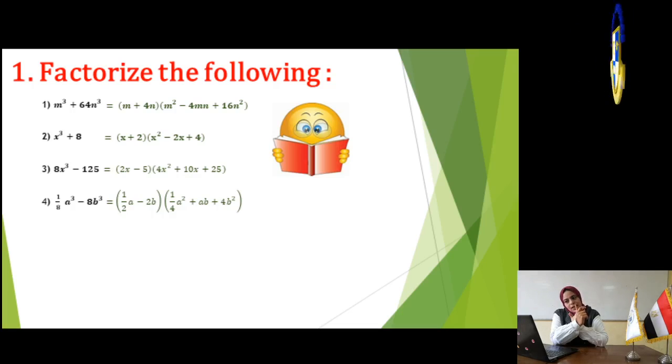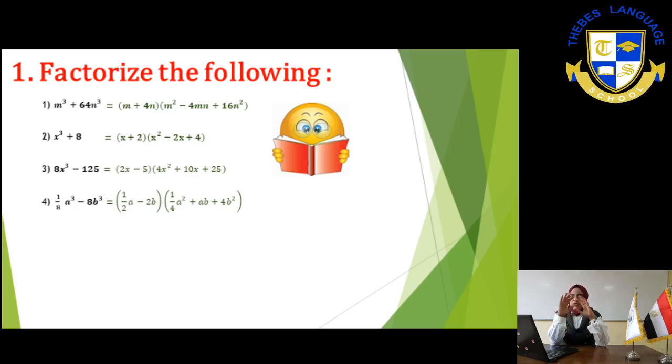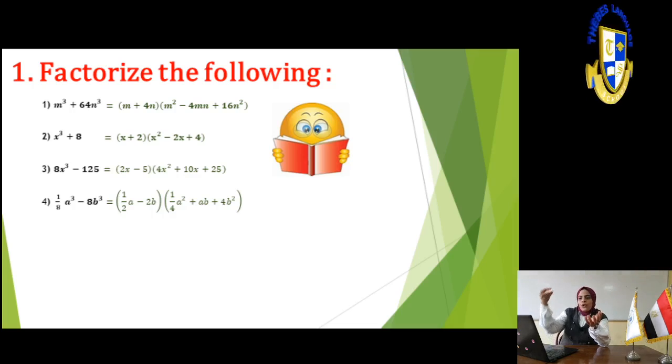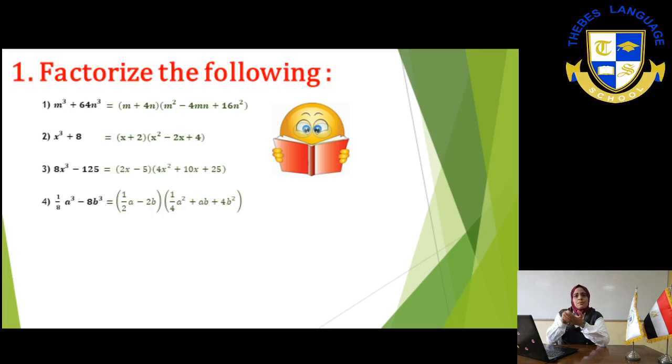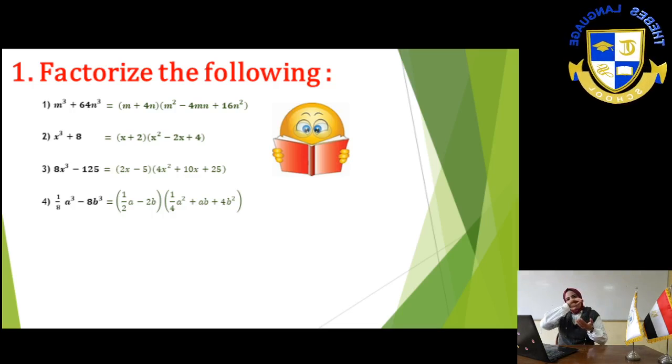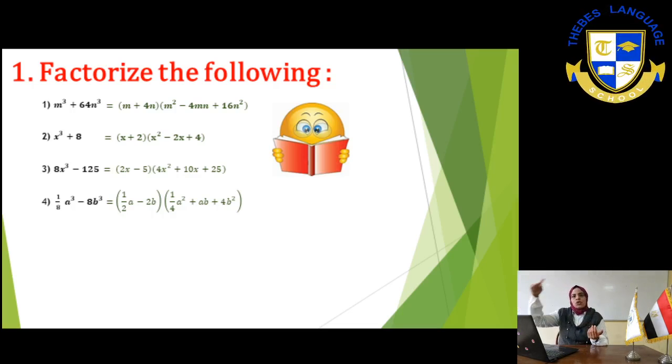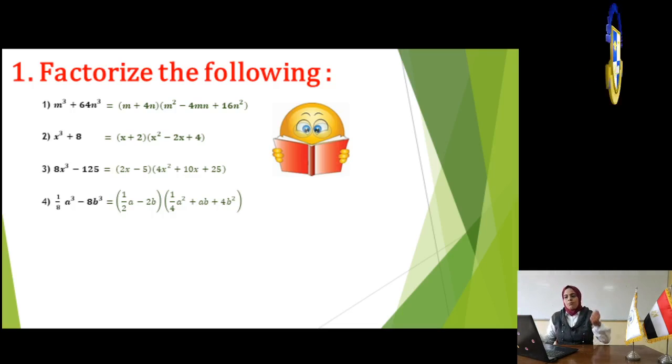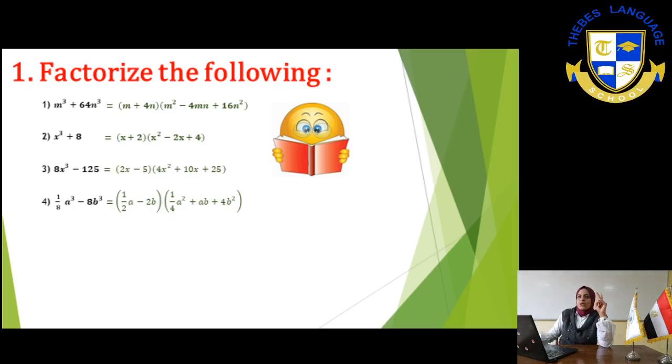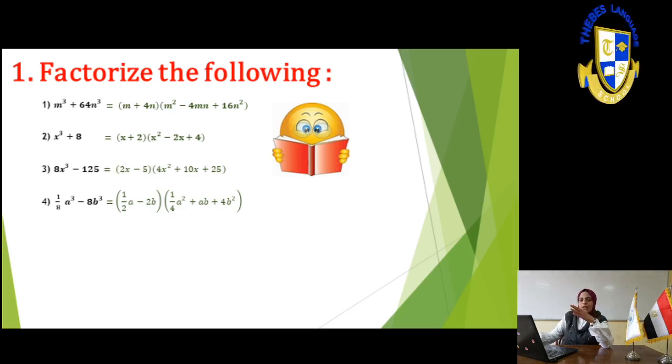The cubic root of 8 will be 2. So the first expression will be x plus 2. Then we will work on the second expression. x will be x power 2, 2 will be 4. Multiply x times 2, it will be 2x. Change the sign, it will be negative 2x.